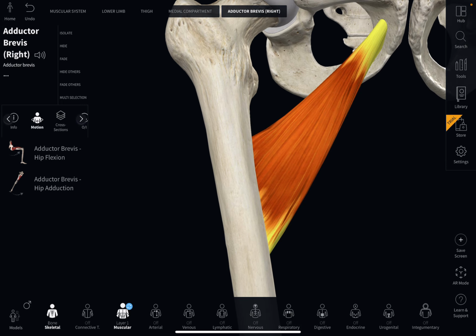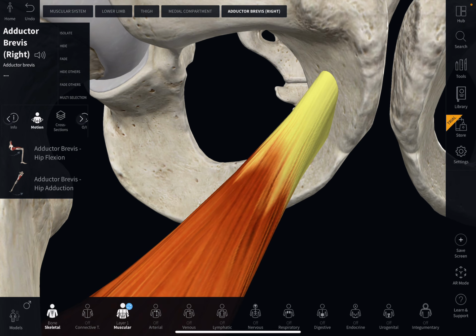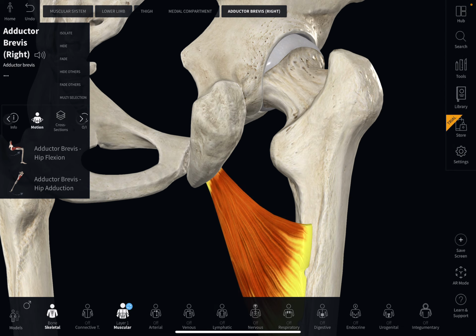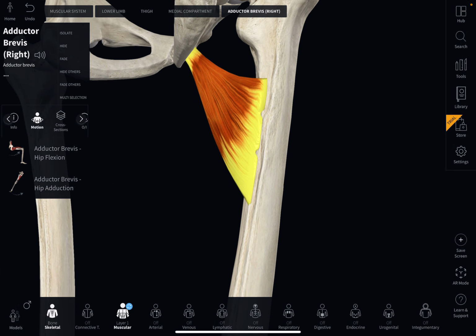The origin is the anterior surface of the body of pubis. And the insertion is the upper part of the linea aspera. Here, upper part of the linea aspera. You can see right here.